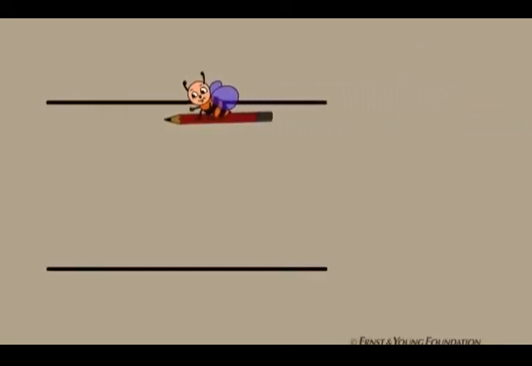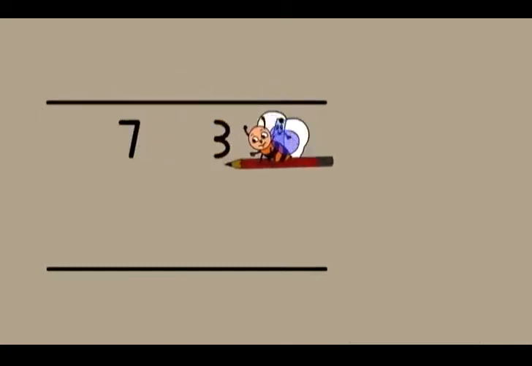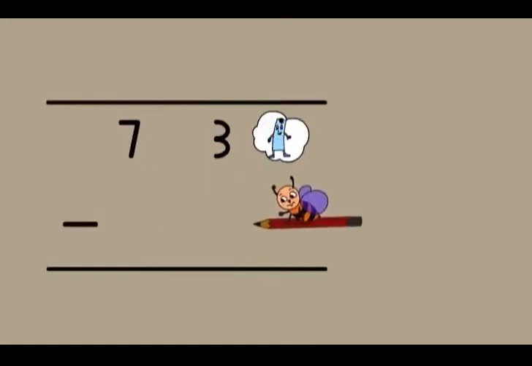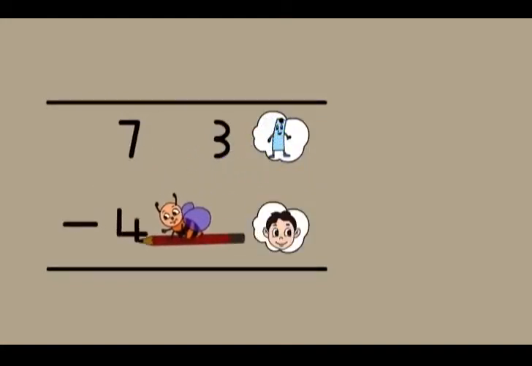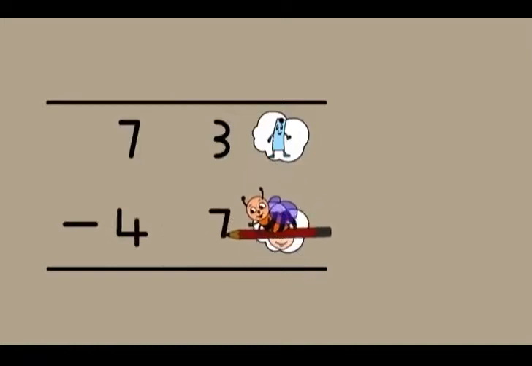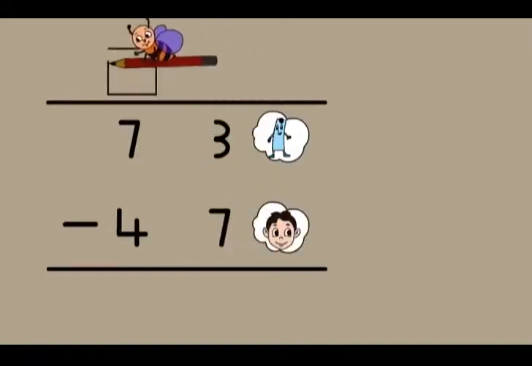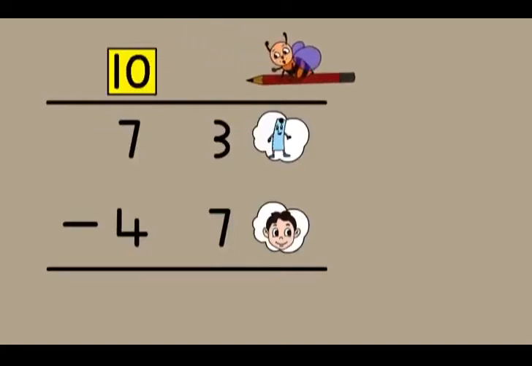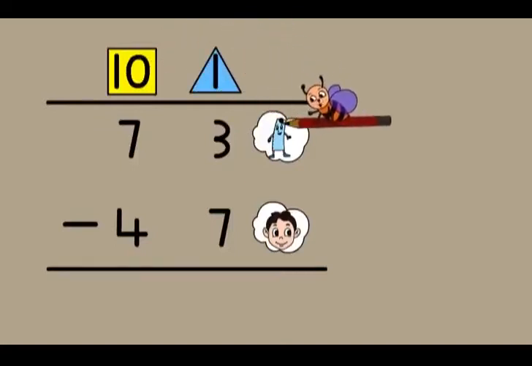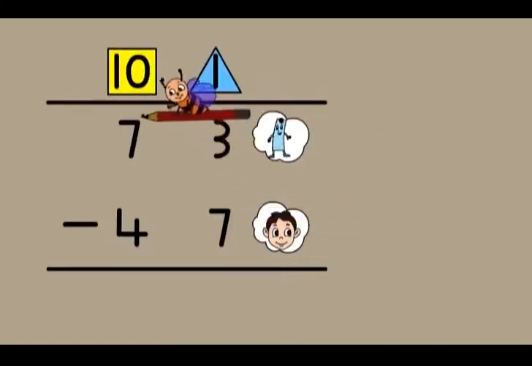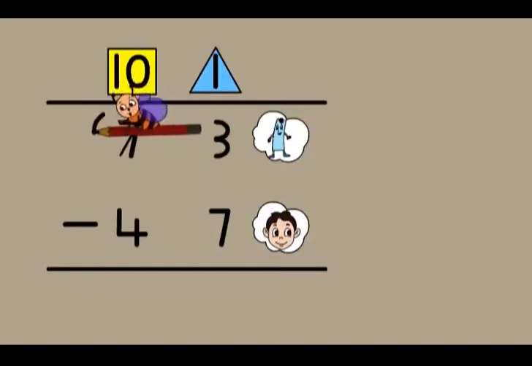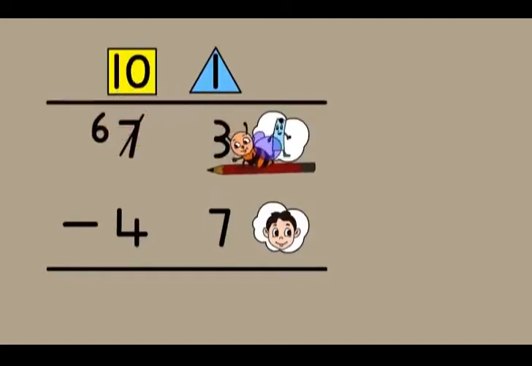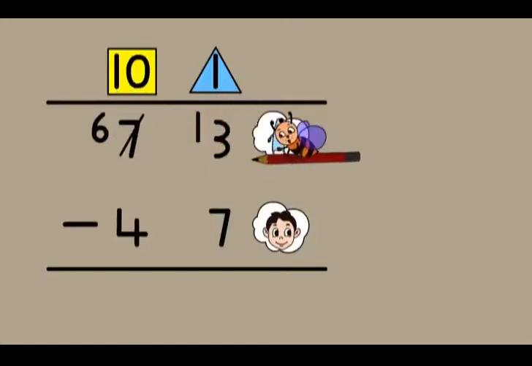I know. First, I will write it like this. 73 minus 47. Look, now I wrote 10 and 1 also. Then I will cut 7 and write 6. I will put a small 1 here.